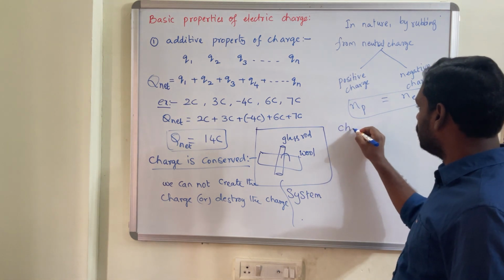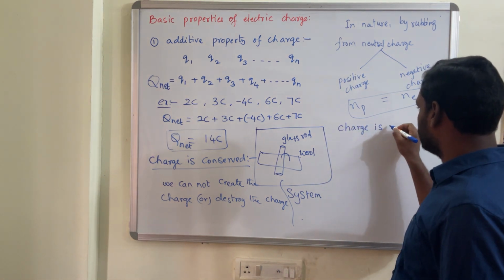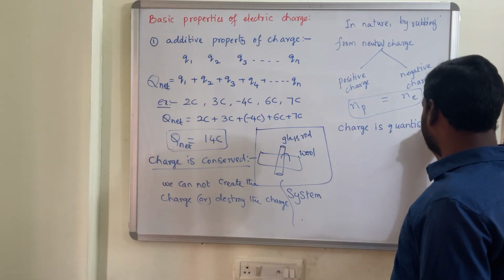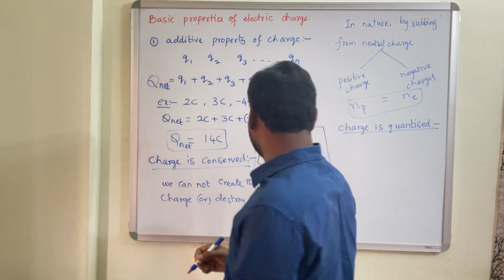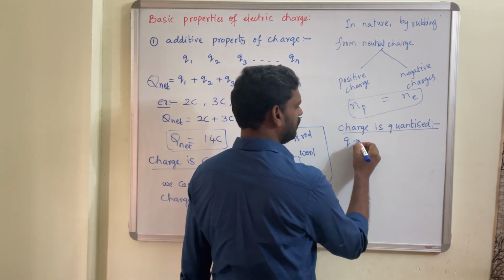Now the final property is that charge is quantized. Quantization of charge means that charge exists in discrete amounts. See here, let Q be the charge.